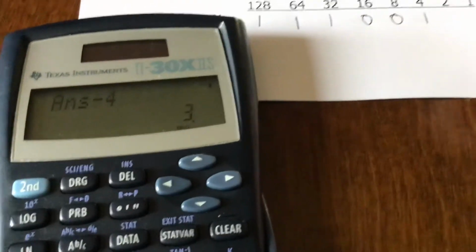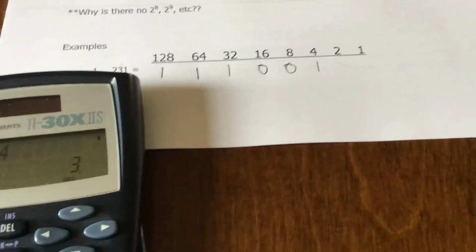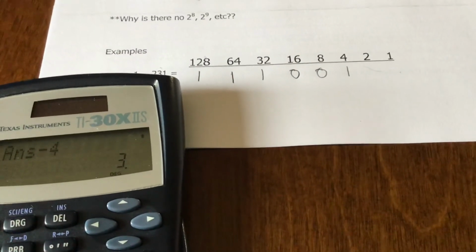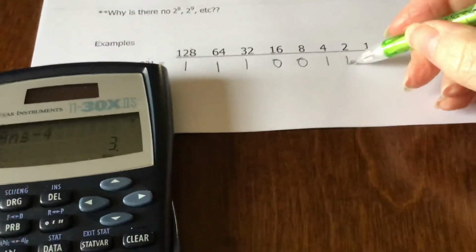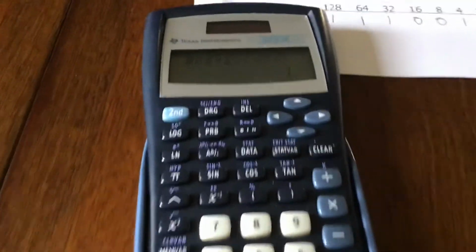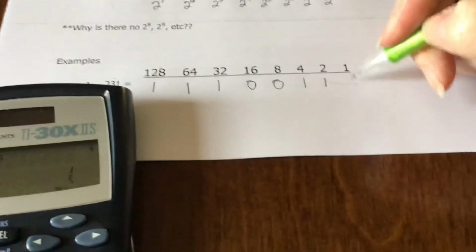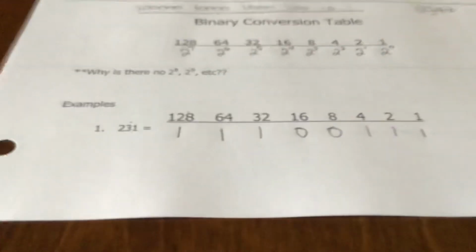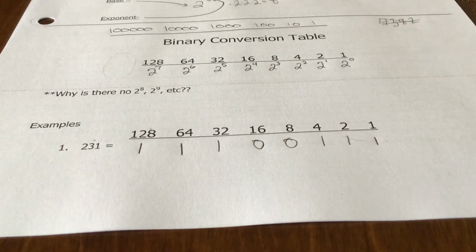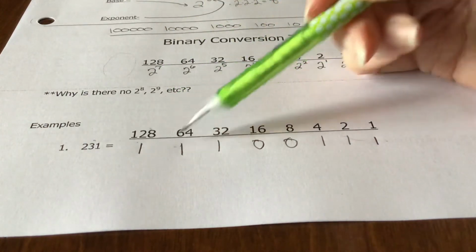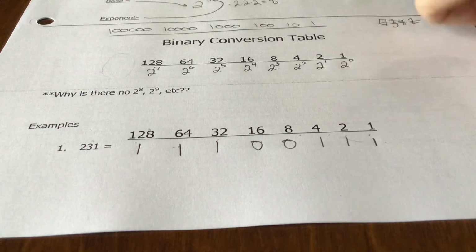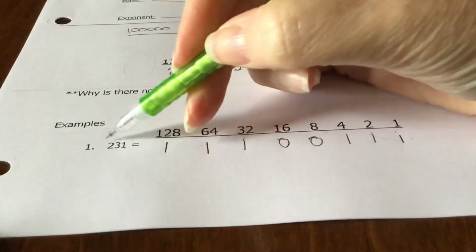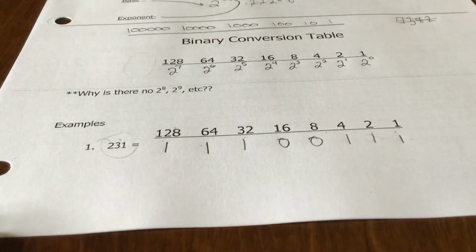So, yes, I can subtract the 4. I put a 1 there. From what we have left on our calculator, can we subtract a 2? Yes, we can. And then what we have left, can we subtract the 1 that's left? Yes. So the binary number 11100111 is the number 231 in binary code.